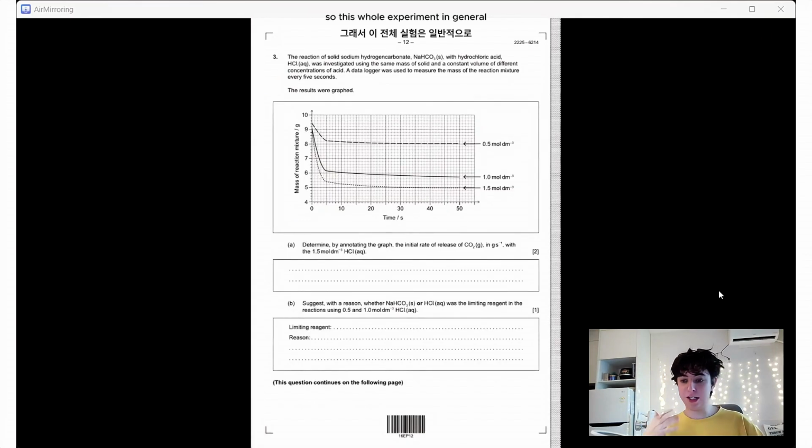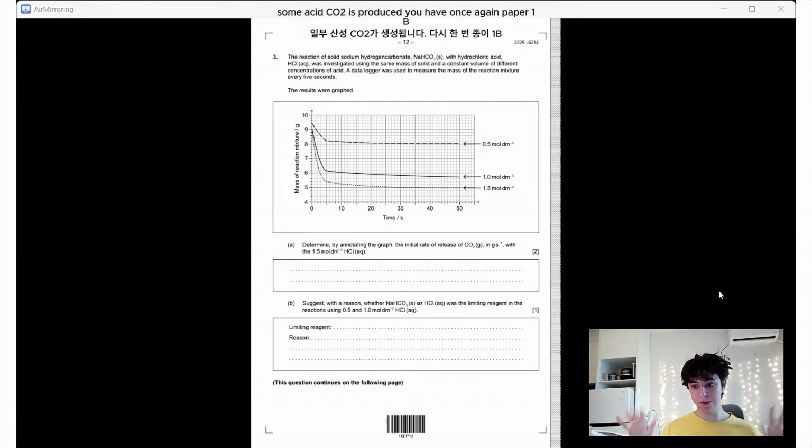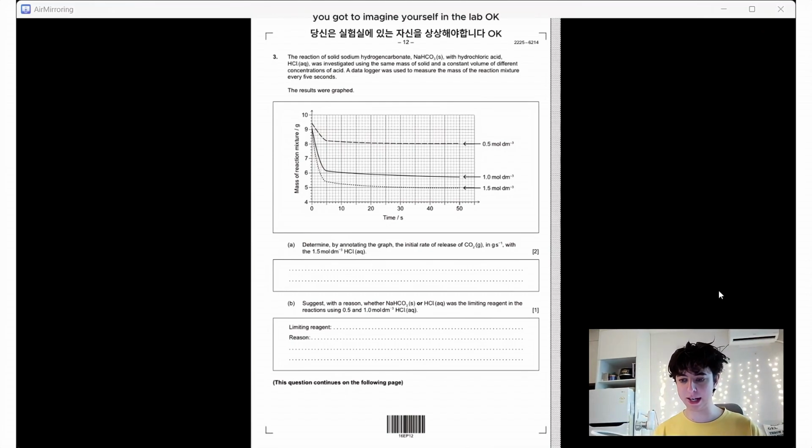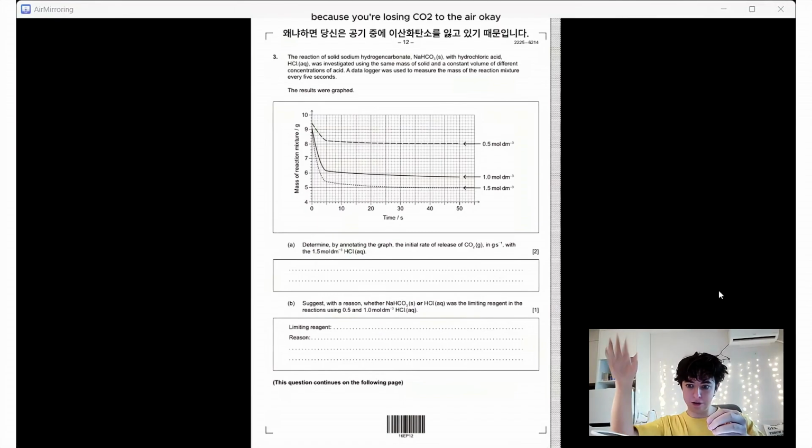So this whole experiment in general: sodium hydrogen carbonate, some acid, CO2 is produced. You have, once again, paper 1B, you've got to imagine yourself in the lab. You've got a vessel with most likely just the solid in it. You put it on the balance. You add your acid. You quickly record the mass, and then you record it like every 30 seconds, because mass decreases because you're losing CO2 to the air.